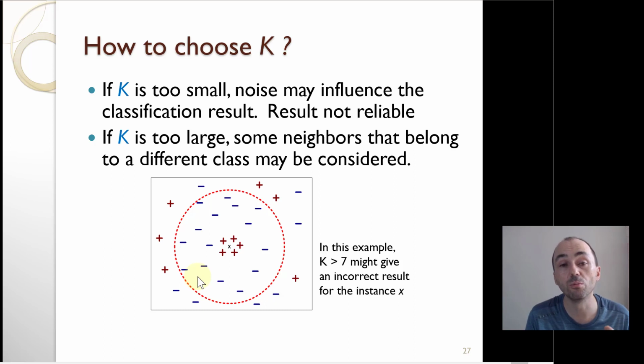So we need to be careful. If we choose k too small, it is not reliable. Too big, maybe we include the points from the other classes. And if we choose k really too big, it will also maybe give results that are not very good. Okay, or we need to have a lot of data to have the bigger values of k.